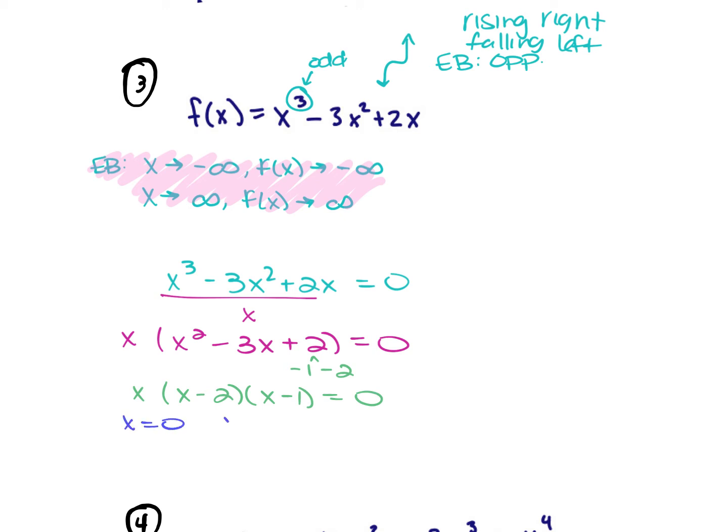Set each part equal to 0. X is equal to 0. X minus 2 is equal to 0. X minus 1 is equal to 0. And solve them all. The x is equal to 0, that's a solution. Your x minus 2 is equal to 0. Add your 2 over. So x is 2. Your x minus 1 is equal to 0. Add your 1 over. X is 1.